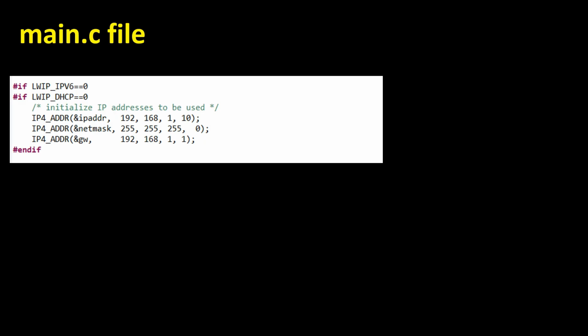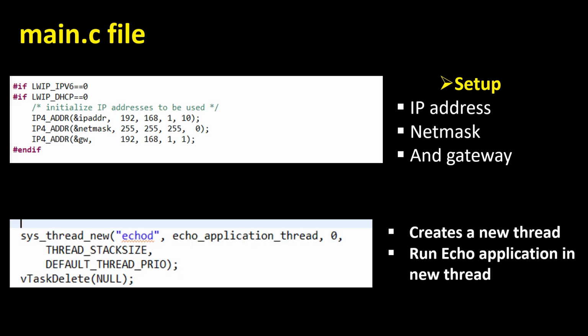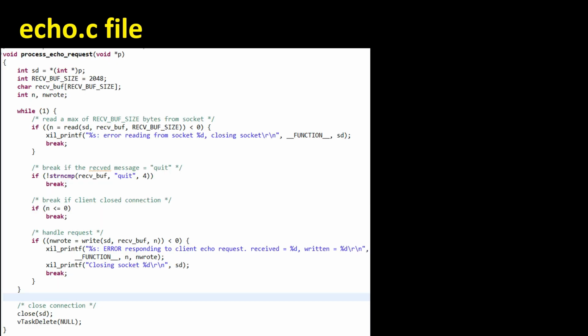Echo Server Template Overview. The first important file is the main file, which contains a section where you can configure the IP address, netmask, and gateway settings. This section of the code creates a new thread named Echoed. This thread runs the Echo application thread function, which is defined in the Echo C file. This code initializes and starts the Echo server in its own thread, and then cleans up the current task to free resources.